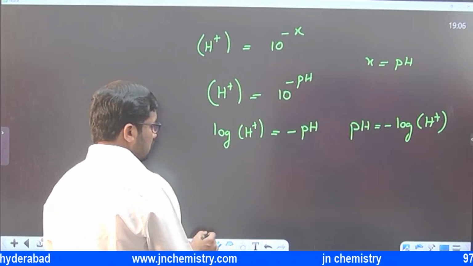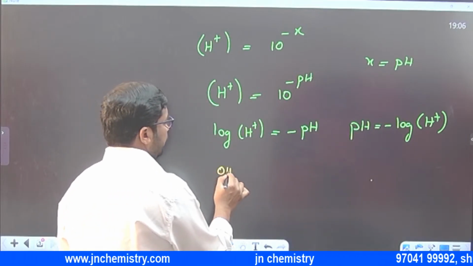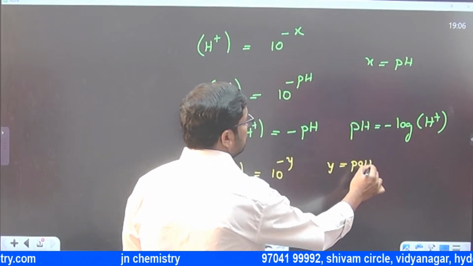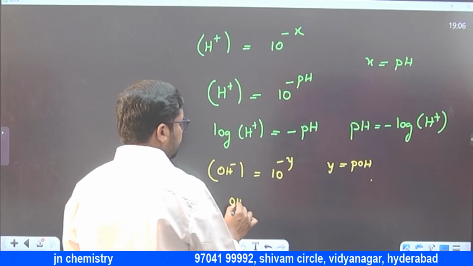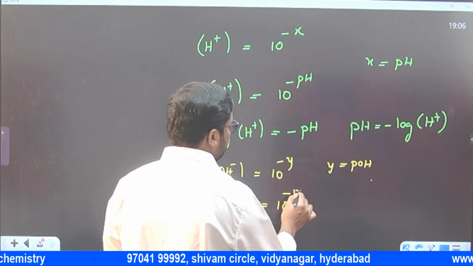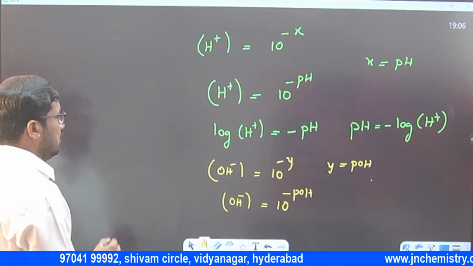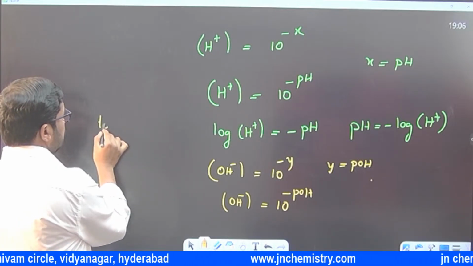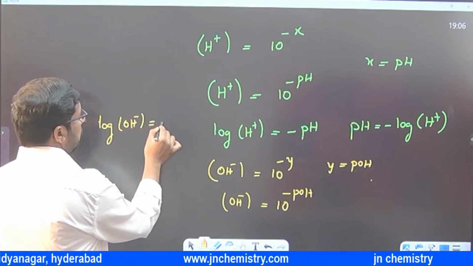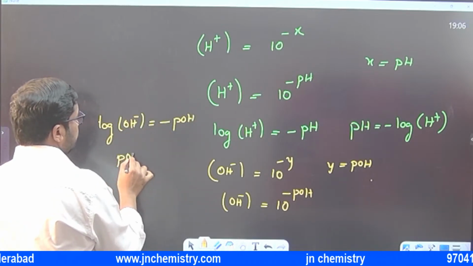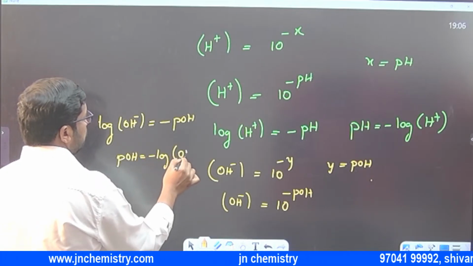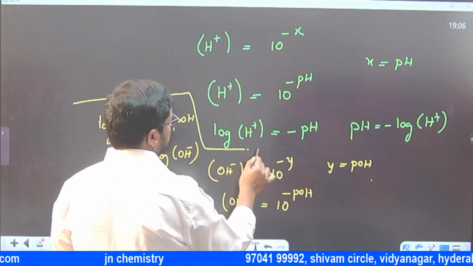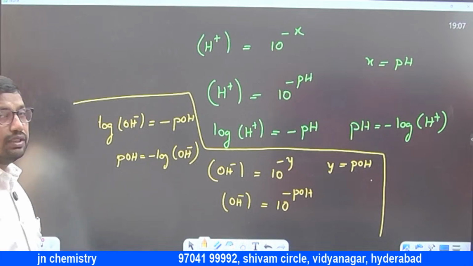In the same way, OH minus ion concentration is equal to 10 to the power of minus y. So y we can write as pOH, right? So OH minus ion concentration is equal to 10 to the power of minus pOH. So log OH minus ion concentration equals minus pOH. pOH is equal to minus log OH minus ion concentration. So this we already discussed.